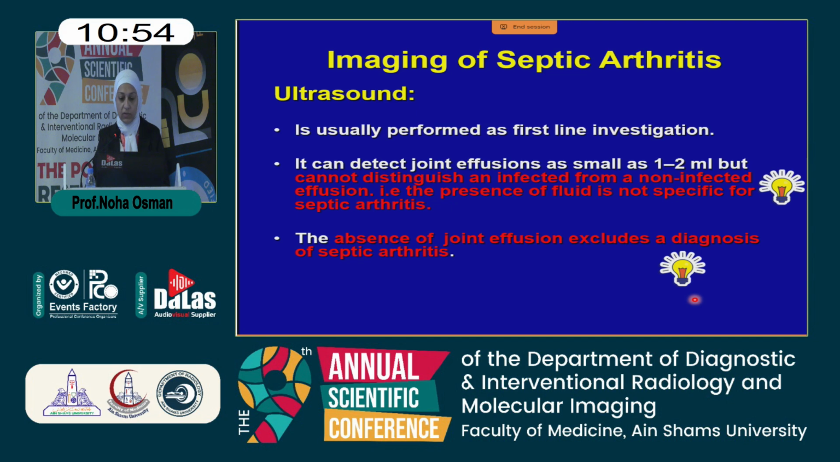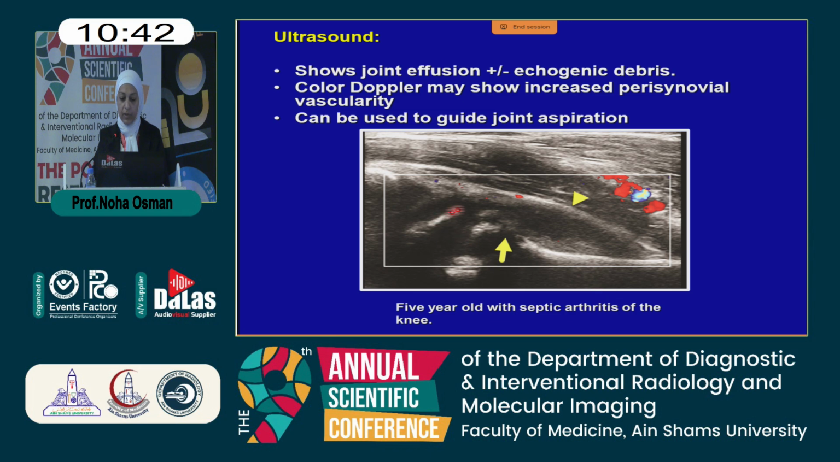What about the imaging of septic arthritis? Ultrasound as a bedside test is usually the first line of investigation. The very pathognomonic sign is the periosteal elevation and underlying fluid collection. This is very pathognomonic for the presence of underlying osteomyelitis. Of course, there is soft tissue edema in the surrounding soft tissue and increased vascularity.